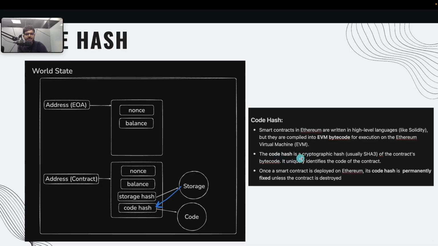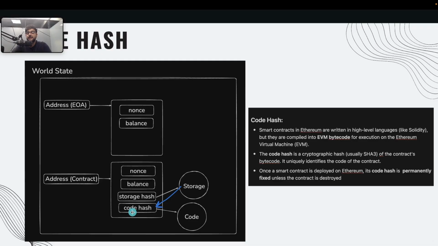The code hash is the cryptographic hash of the contract's bytecode. Whatever Solidity code the user wrote got converted into bytecode. If you pass that bytecode through a hash function, that is what is stored over here. The code is stored separately. This is a hash of that code.